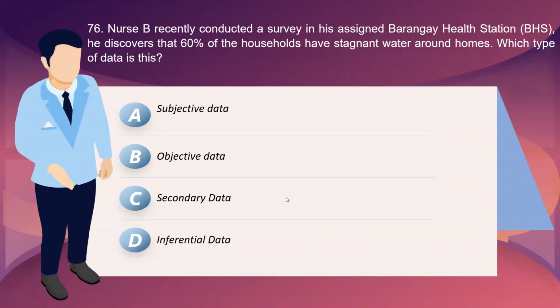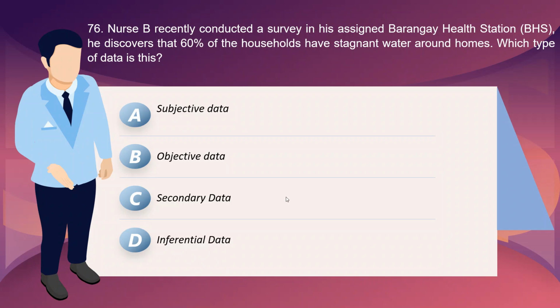76. Nurse B recently conducted a survey in his assigned barangay health station. He discovers that 60% of the households have stagnant water around homes. Which type of data is this? Is it subjective, objective, secondary data, or inferential? Of course, letter D is wrong right away, because when you say inferential, it means that you talk about statistics. So secondary is also wrong. It's because that is focused on secondary data coming from sources like libraries or books, that's journals.